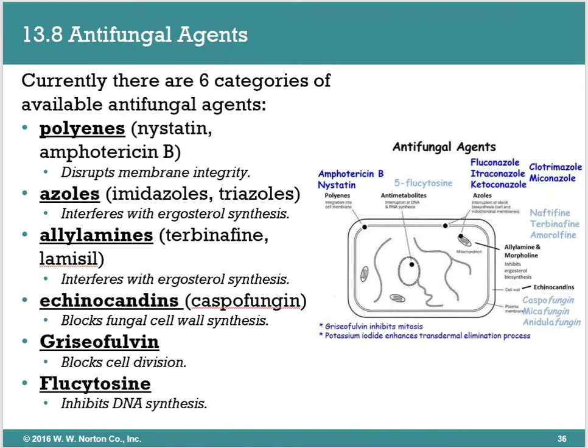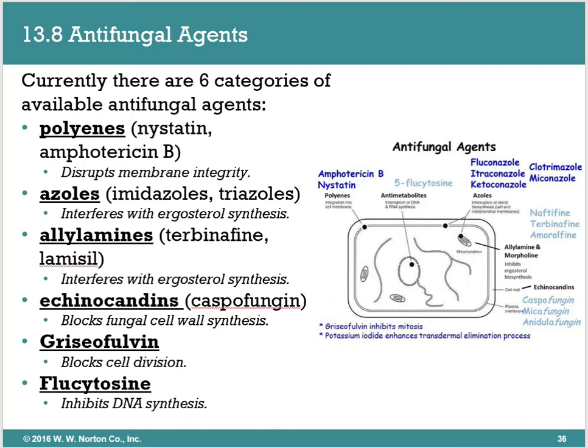Now, one last thing for antifungals. So antifungals, they're pretty new to the market, relatively speaking, but there are six main categories. There's polyenes, azoles, allylamines, caspofungin, griseofulvin, and flucytosine. So they all have their different mechanisms, just like antibiotics. The biggest ones are azoles and flucytosine.